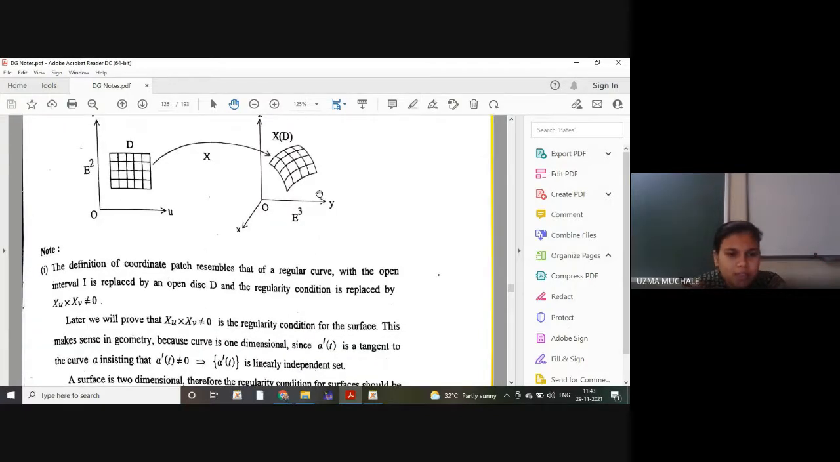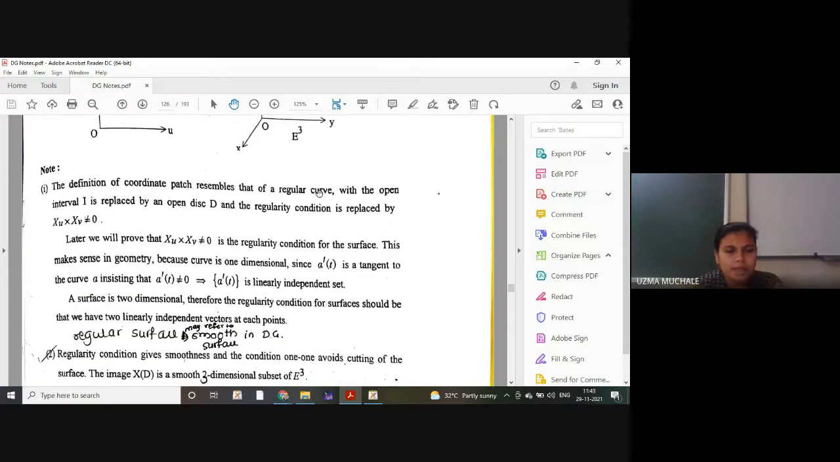Okay, now let us come here. What is given? The definition of a coordinate patch ensures your regular curve. Just now I told you that you must remember the definition of a regular curve. The condition of regularity is replaced by xu cross xv is not equal to 0. This theorem we will prove later on: xu cross xv is not equal to 0 implies that it is regular, an if and only if statement. xu cross xv not equal to 0 is equivalent to saying that your mapping x is a regular map.